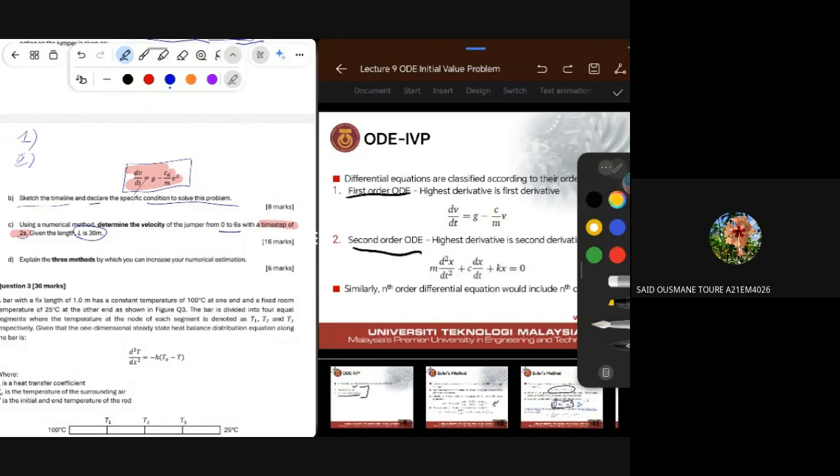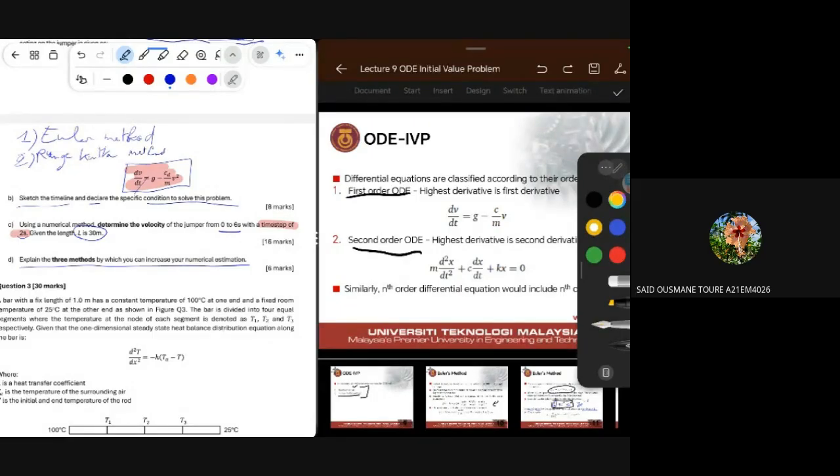Okay, the first one is Euler method. Perfect. You need to know this because later they might ask it, like explaining three methods by which you can increase your numerical accuracy. Exactly, Runge-Kutta. So you need to be aware of the methods. I think it's Runge-Kutta. Okay.